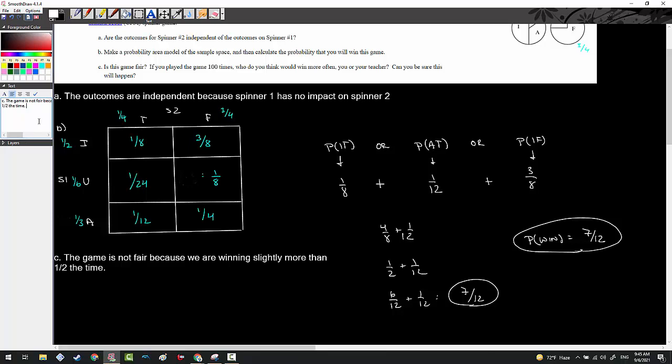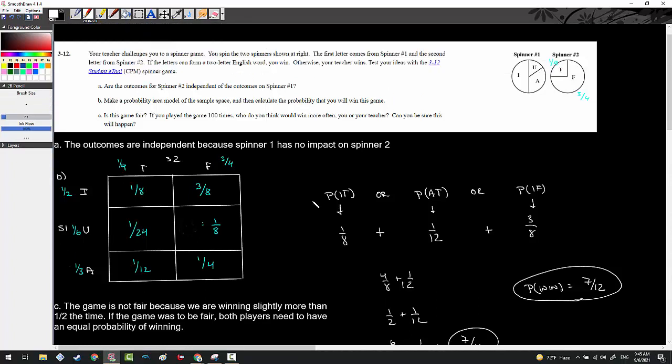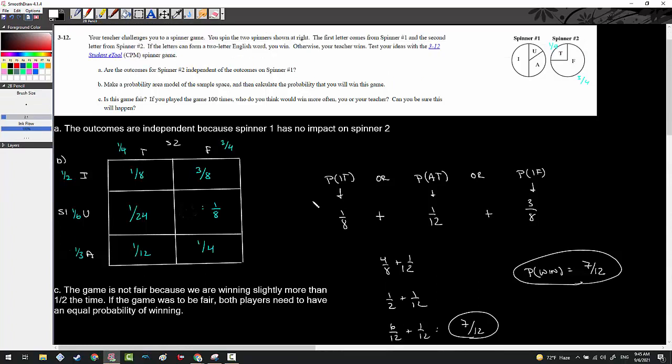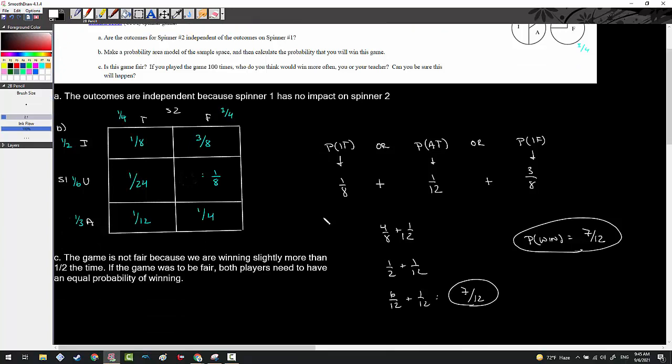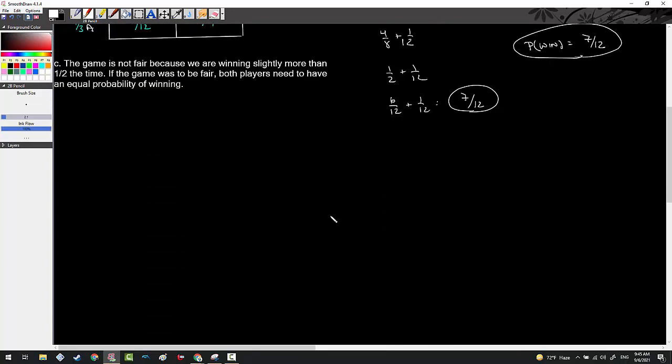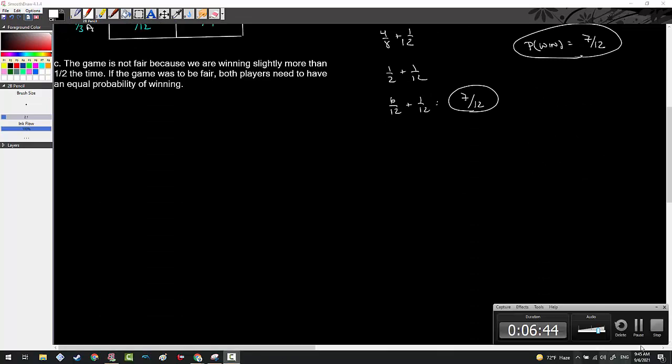If the game was going to be fair, both players need to have an equal probability of winning. And there you have it. There is 3-12. So a pretty basic question. We haven't done the tree model yet, and don't worry, I know that's the point of the lesson, but we will go into the next problem here, and I think they're going to ask us to make a tree model out of this, so I'll be back in a flash.